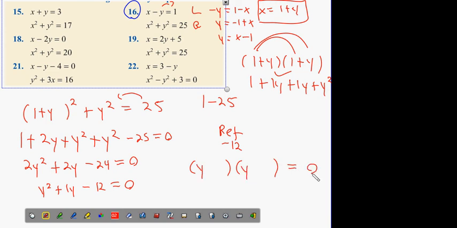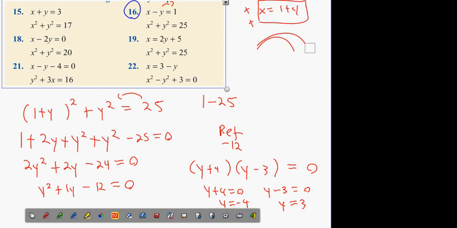Now, what 2 numbers multiply to give you minus 12? Plus 4 and minus 3. So it's going to be plus 4 and minus 3. We're going to get y plus 4 equals 0, y equals minus 4. Y minus 3 equals 0, y equals 3.